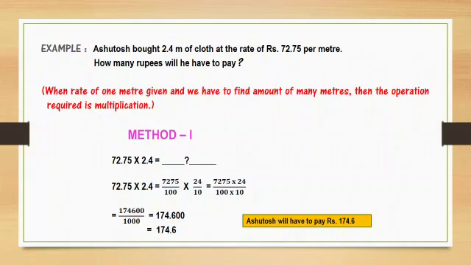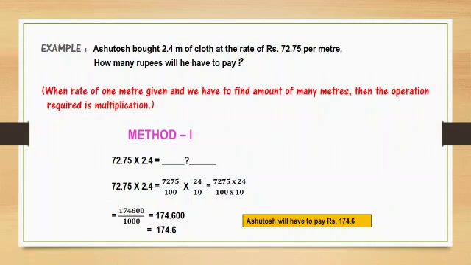72.75 multiplied 2.4 is equals to how much? 72.75 multiplied 2.4 is equals to 7275 upon 100 multiply 24 upon 10, which is equals to 7275 multiply 24 upon 100 multiply 10, which is equals to 1,74,600 upon 1000. As we all know, if there are 3 zeros in the denominator, then we have to place the decimal point before 3 numbers counting from right.